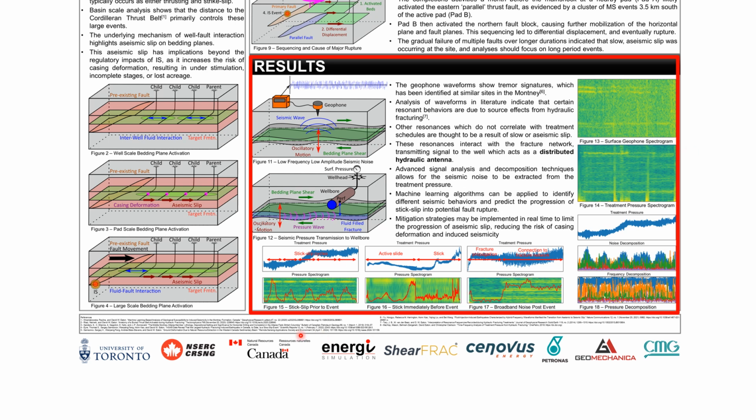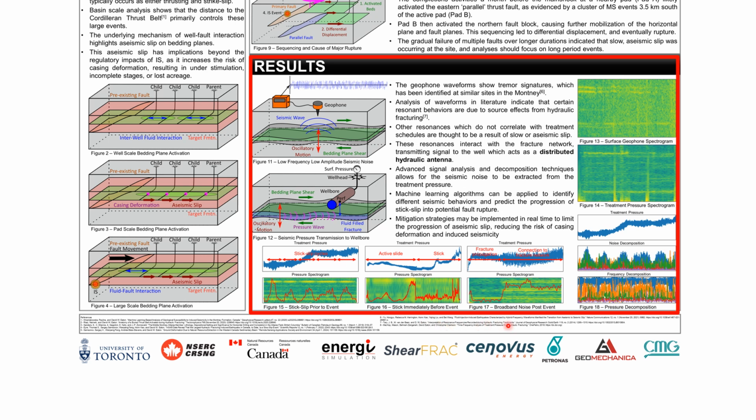At the bottom here, I have three phases of distinct signals that were identified in the treatment pressure during hydraulic fracturing at this site. Prior to the large event, we see that there is a stick slip cycle in which the fault accelerates and decelerates, leading to a seismic slip. Just before the eventual fault rupture, we see a large period of irregular stick slip, which is followed by a large-scale stick leading up to that major event.